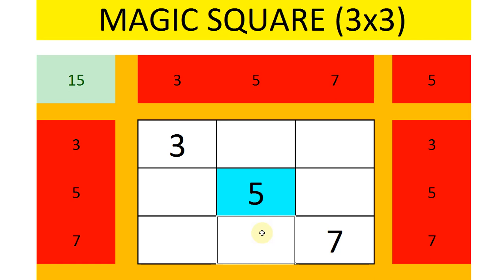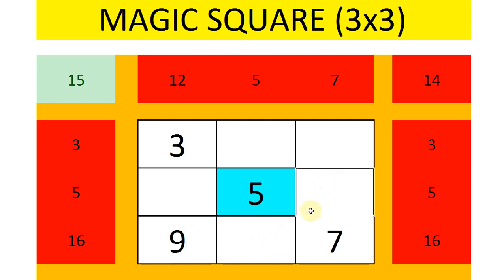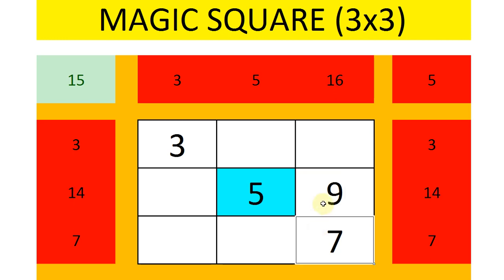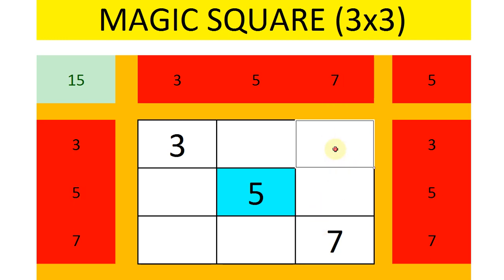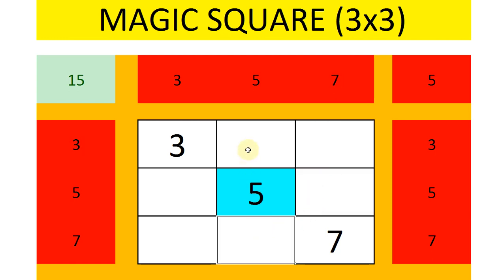So if 7 goes down there, then that means 9 cannot go on the bottom row, because if it did, then you would have 16. So let's try putting 9 in. You see, we've got 16, so we can't put 9 in the bottom row. And likewise, we can't put it in the right column, because then we've got 16 again, due to 7 being over there. So that means 9 can only go in one of 2 squares. It can go in the square below 3 or the square above 5.